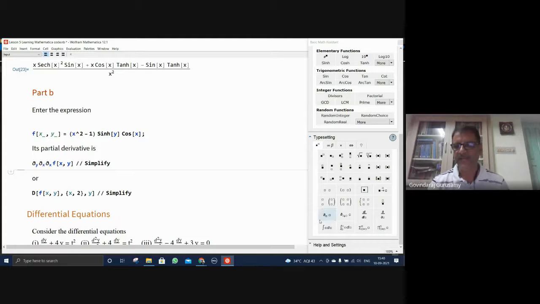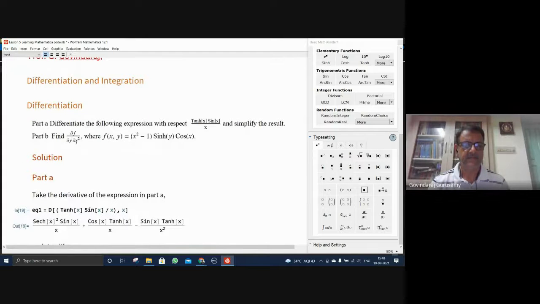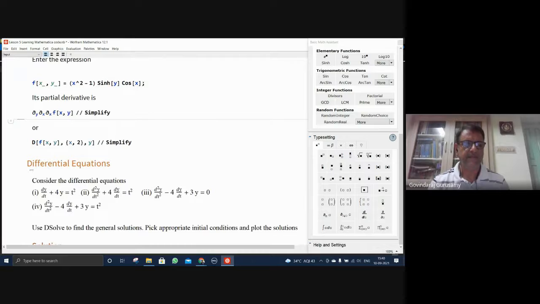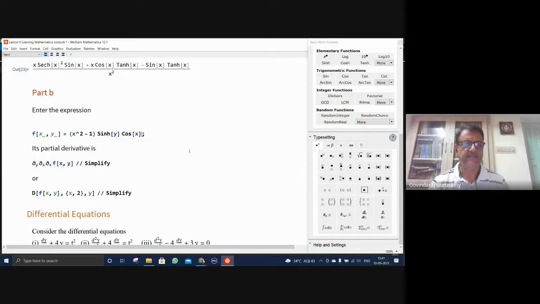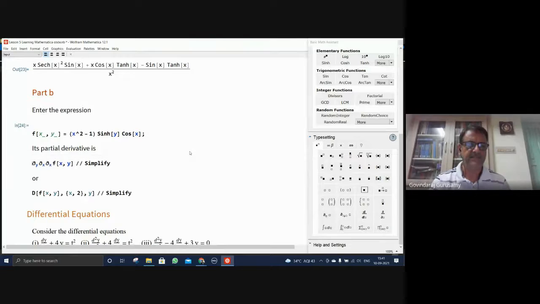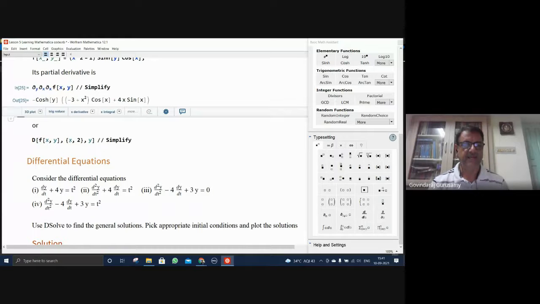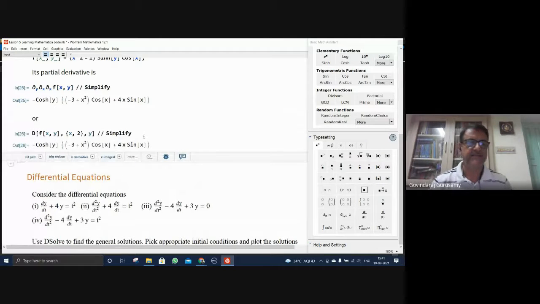Now, I have taken this 3 times. 2 times is x. Okay, that's what the problem says. 2 times the x derivative, 1 time y. See how simple this is? Now if I do that, I'll get the partial derivative. Enter the function. Amazing. You see this. This is your result. And you see here, d of f of x y, x 2 times and y once. Simplify. The same as what you have here.